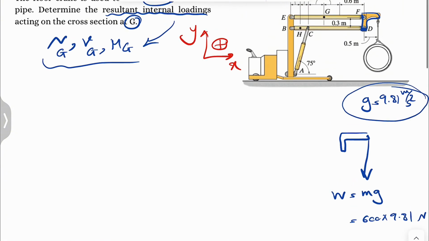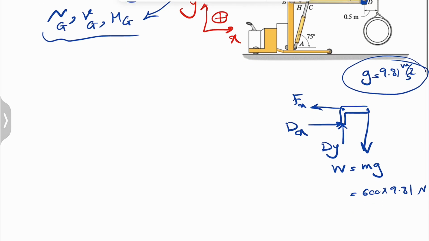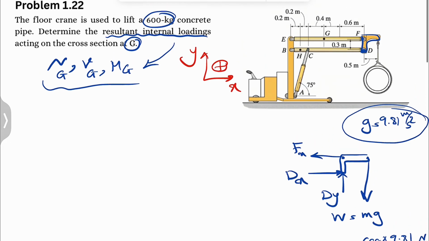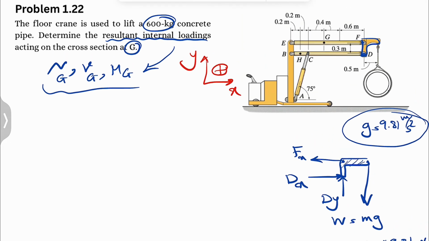As I mentioned, we have a pin at point D, which means we need to consider two forces, Dx and Dy, and the force that we have at F. Again, because it's a two-force member, we only consider one force in this direction. We can call it maybe Fx, which is basically the force in member EF. All right, so now we have all the forces shown in our free body diagram.